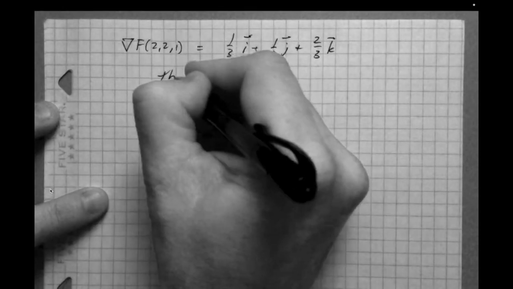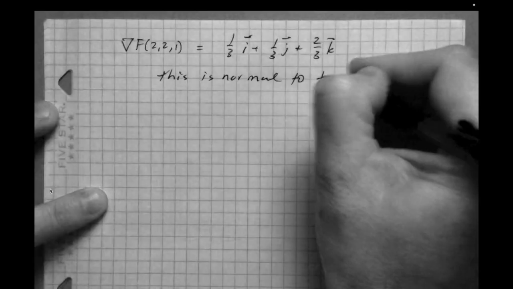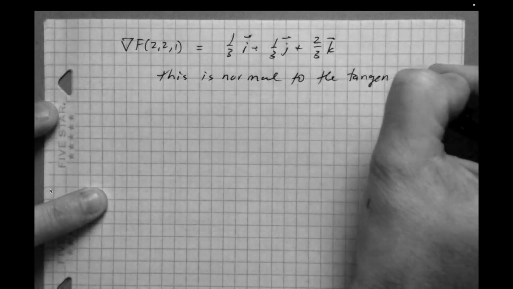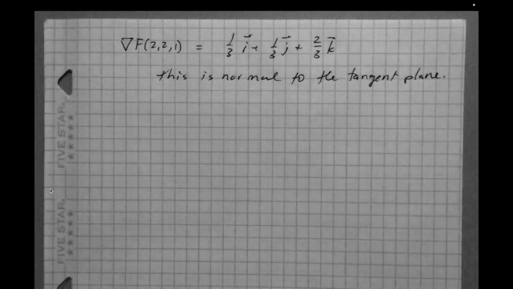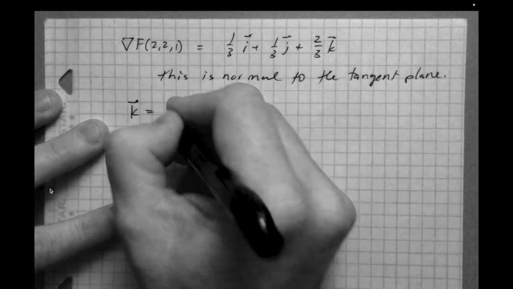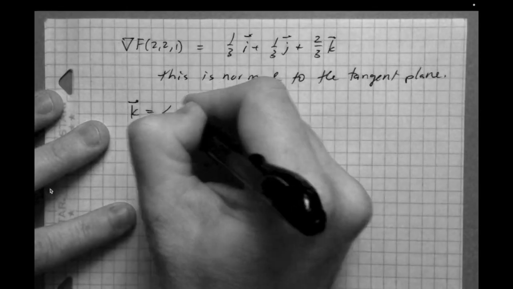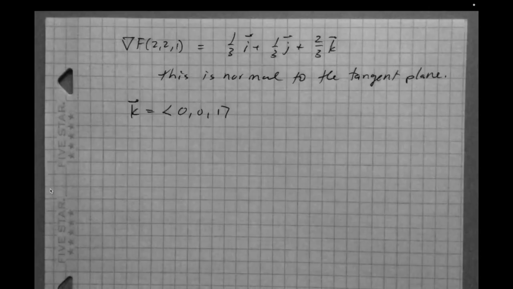Okay, and this is normal to the tangent plane. We didn't have to actually find the equation of the tangent plane, but we know that the gradient evaluated at the point gives us a normal vector to the tangent plane. And k, remember what k is. k is just (0, 0, 1), or just better written as k. k is, of course, normal to the xy plane.